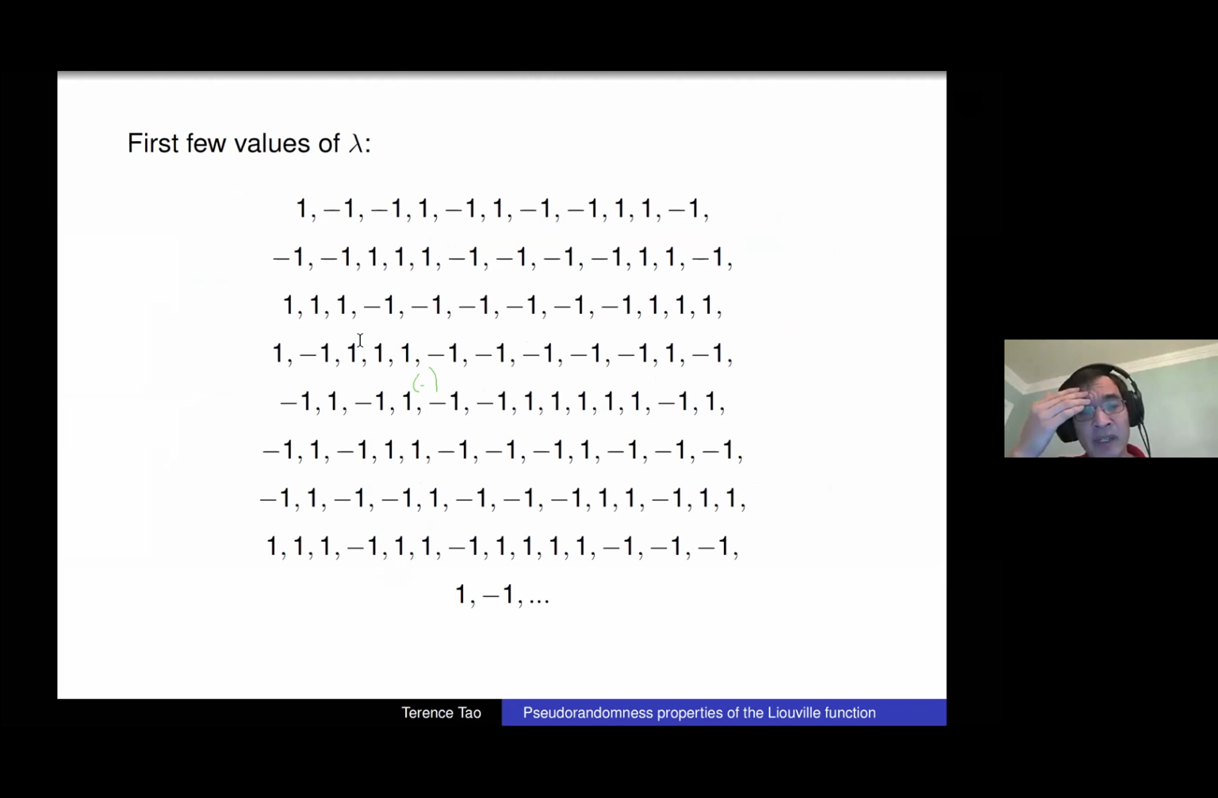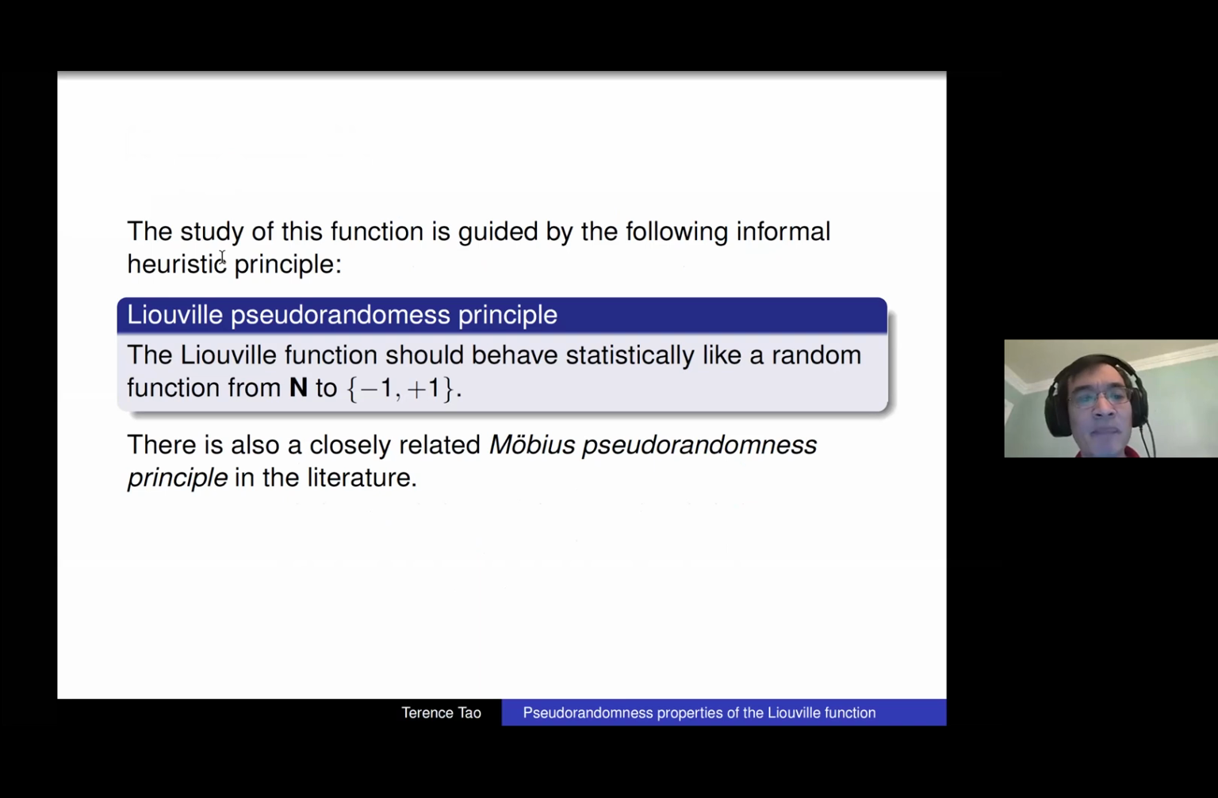It takes plus or minus 1, and there's no really discernible pattern, other than the fact that every time you multiply by a prime, it changes sign. But it looks kind of random. And there's an informal heuristic that governs that, which is called the Liouville pseudorandomness principle. So this is not a precise statement, but the feeling is that whenever you investigate the Liouville function statistically, it should behave as if it was random.